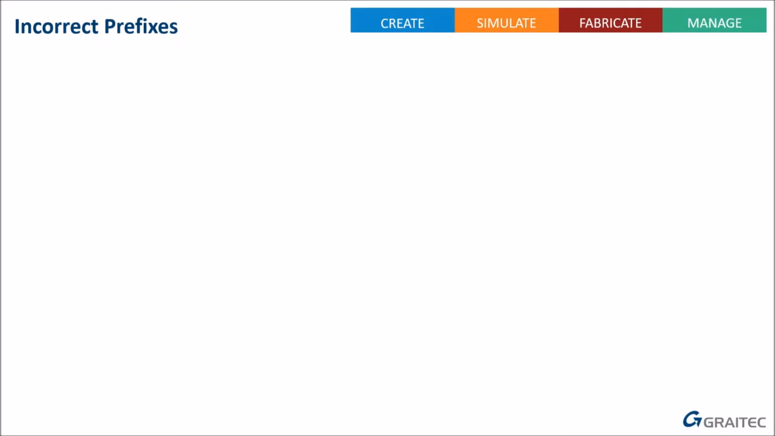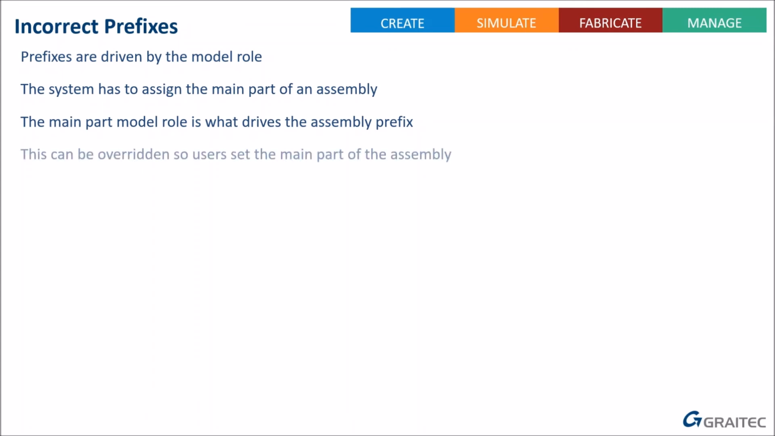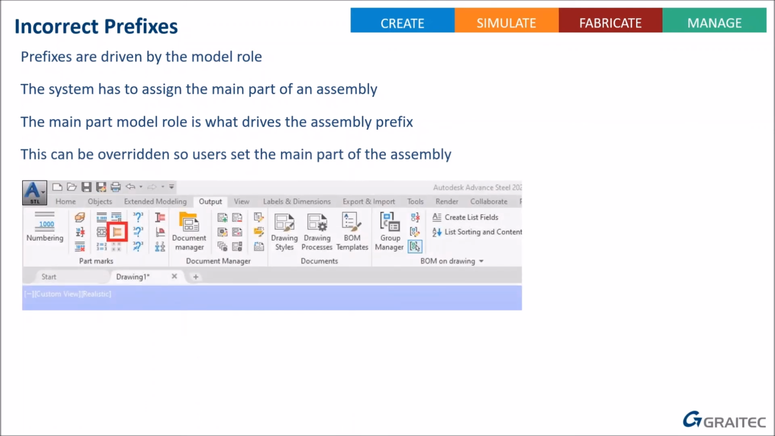Okay, so the next thing we're going to look at is why we get incorrect prefixes when we're numbering. Prefixes in Advanced Steel are driven by the model role. I'm looking at this from a UK and a GBR build. When you're numbering, the system has to assign the main part of an assembly, and the main part model role is what drives the assembly prefix. You can override this to set your own main part of the assembly, and that can be done with the little button there, which is mark set main part of assembly.